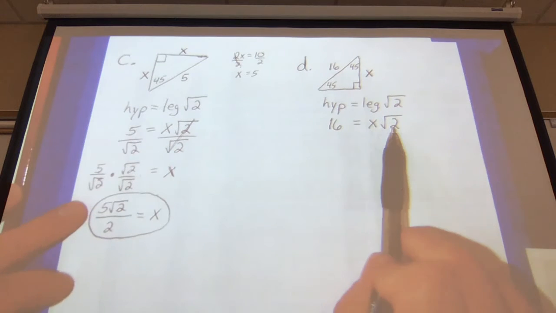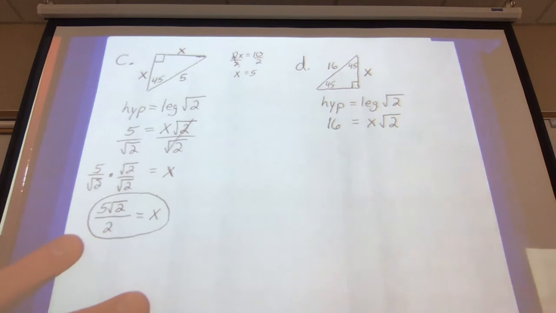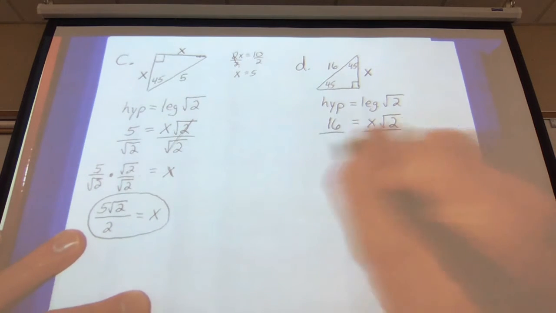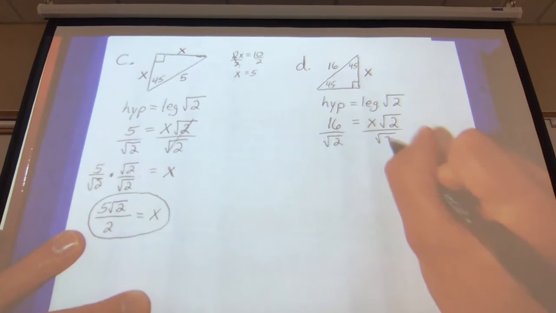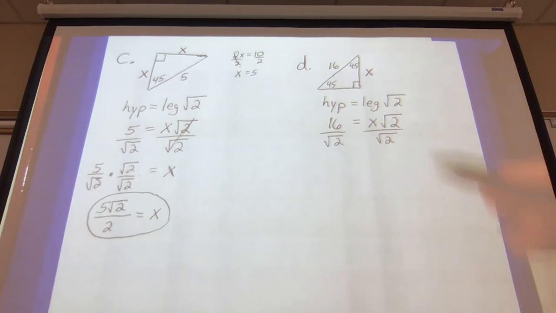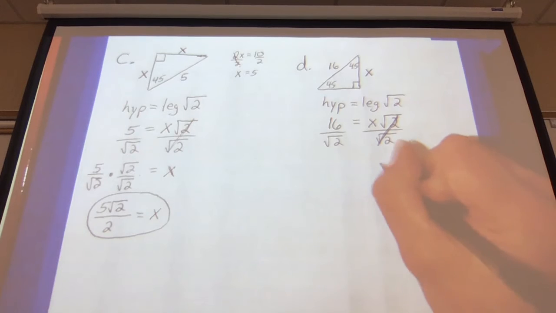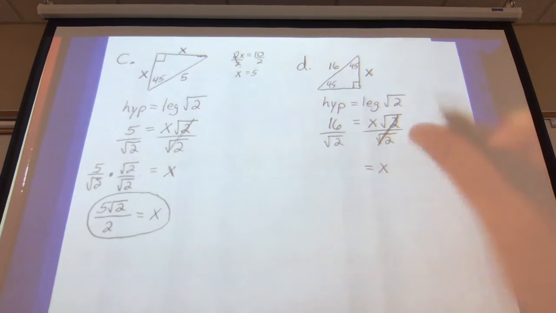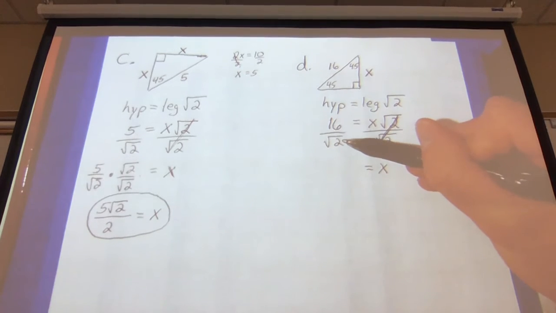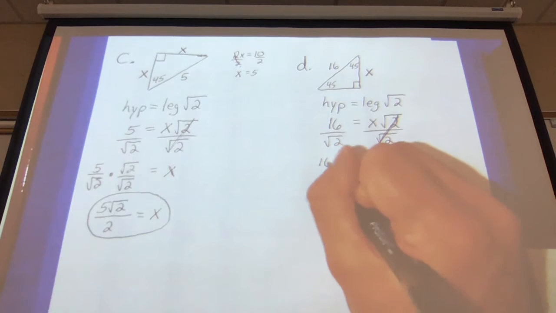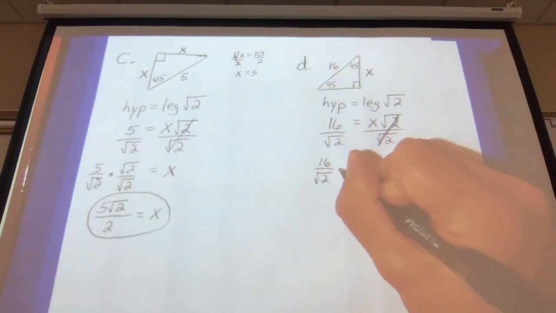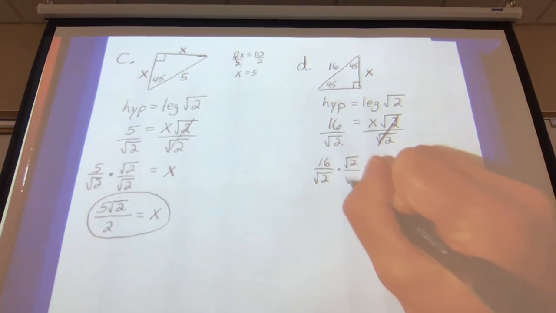Okay, now we got x times the square root of 2. We want to get x all by itself. So we'll divide both sides by the square root of 2. When we do that, these square root of 2's reduce down to 1, leaves you just an x on the right-hand side. Left-hand side, you got a square root of 2 in the denominator. We can't leave it like that. So we're going to multiply by the square root of 2 over the square root of 2.